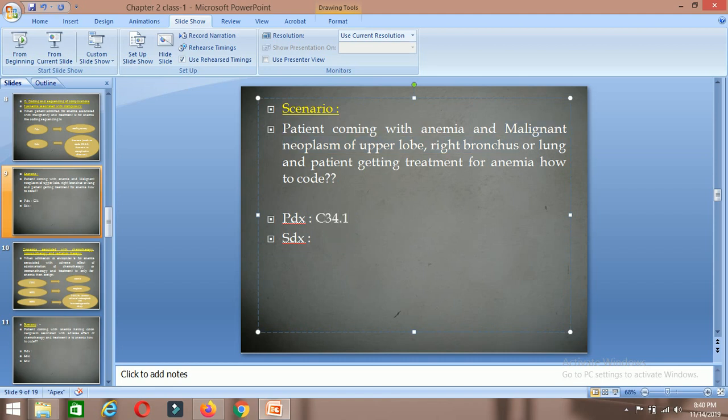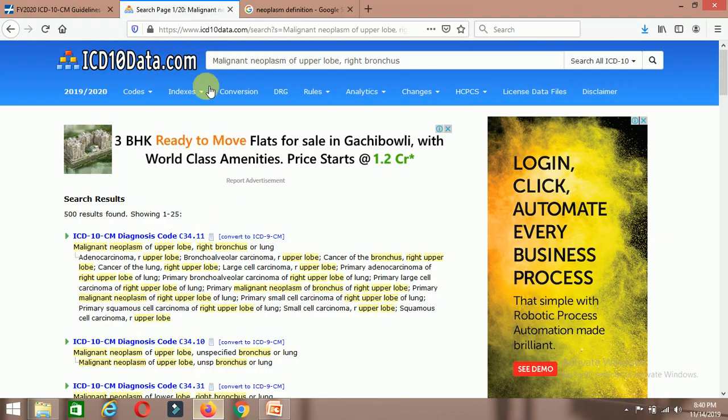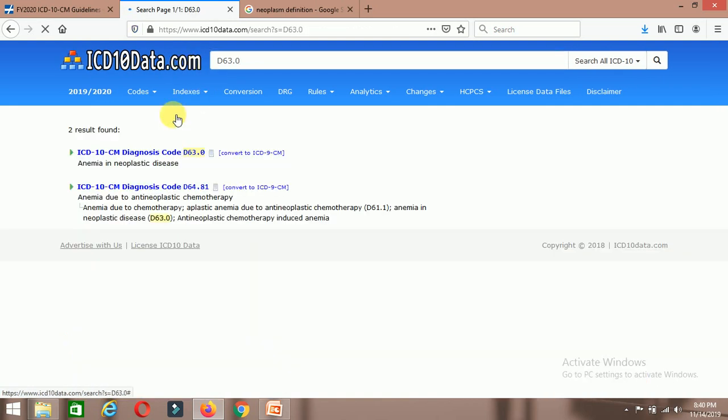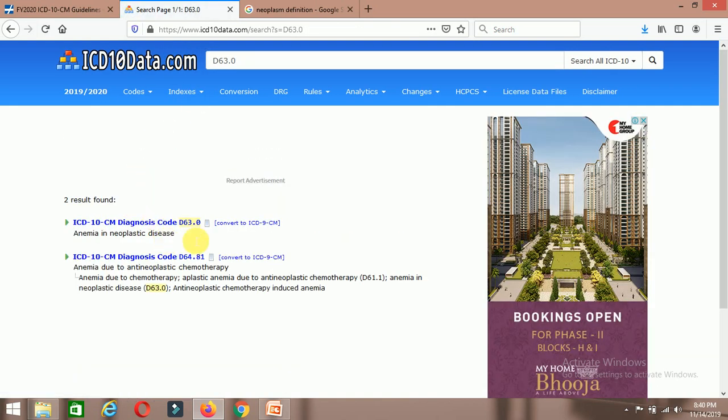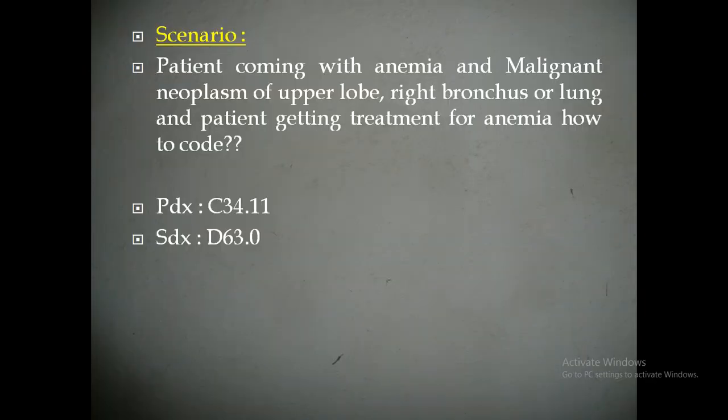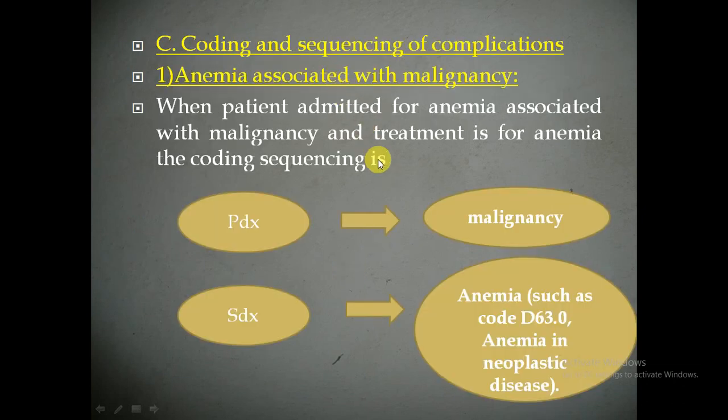C34 dot level will be the ICD, and my secondary diagnosis would be D63.0, that is anemia in neoplastic diseases. If you have any clarification, you can also check in the software D63.0. See, anemia in the neoplastic diseases. Like that we have to give the ICDs for an anemia and malignant patient. So whenever the treatment is to the anemia and the patient is also having malignancy, we have to assign the sequence like this.